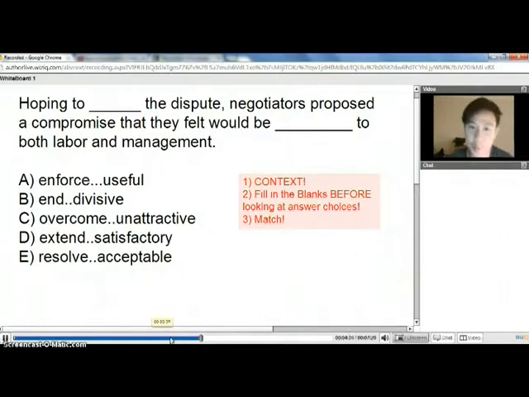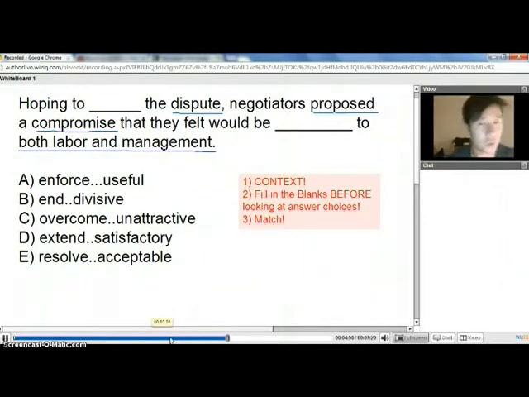Hoping to blank the dispute, negotiators proposed a compromise that they felt would be blank to both labor and management. So in our strategy, the first thing we have to do is take into consideration context. What clues do we have in this particular problem? We have dispute, and negotiators proposed. We have a compromise, and something that applies to both labor and management.